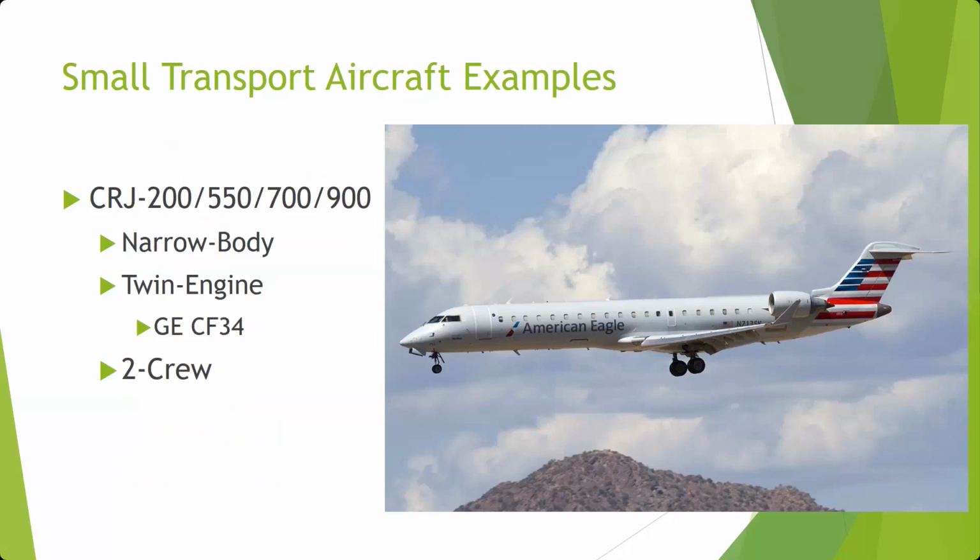The 700 could have 70 seats in all coach, but typically it was run with first and coach, a mix. The 900 could have 90 all coach, or about 76 in a mix of first and coach. The 550 is a 70-seat airplane that only has 55 seats in it. It was a kind of variant. It's mainly a naming convention or a marketing convention.